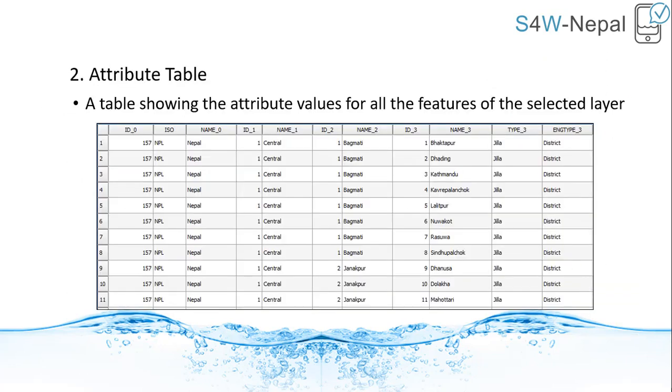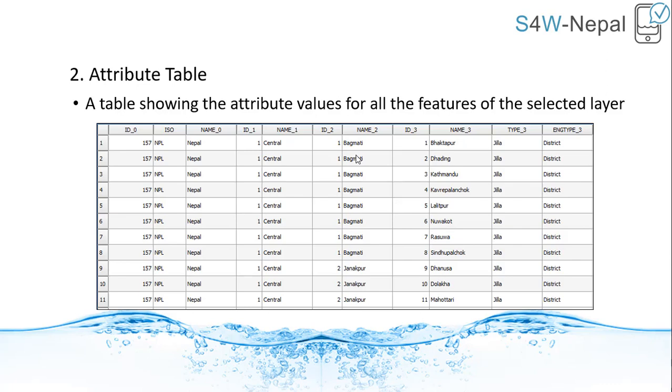Second is attribute table. An attribute refers to a piece of data relating to a feature, for example, the name of a settlement or population of a region. And an attribute table is a table showing the attribute values for all features in a selected layer. We can see the example of attribute table in QGIS as shown here.